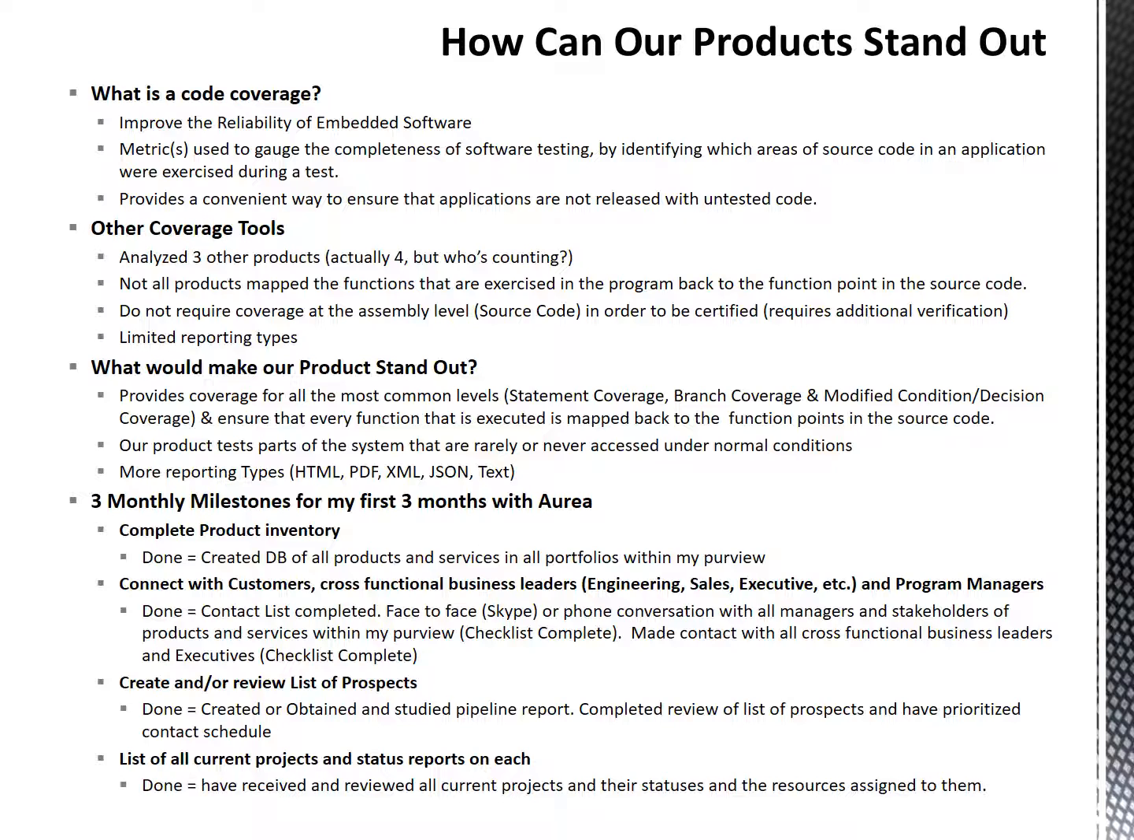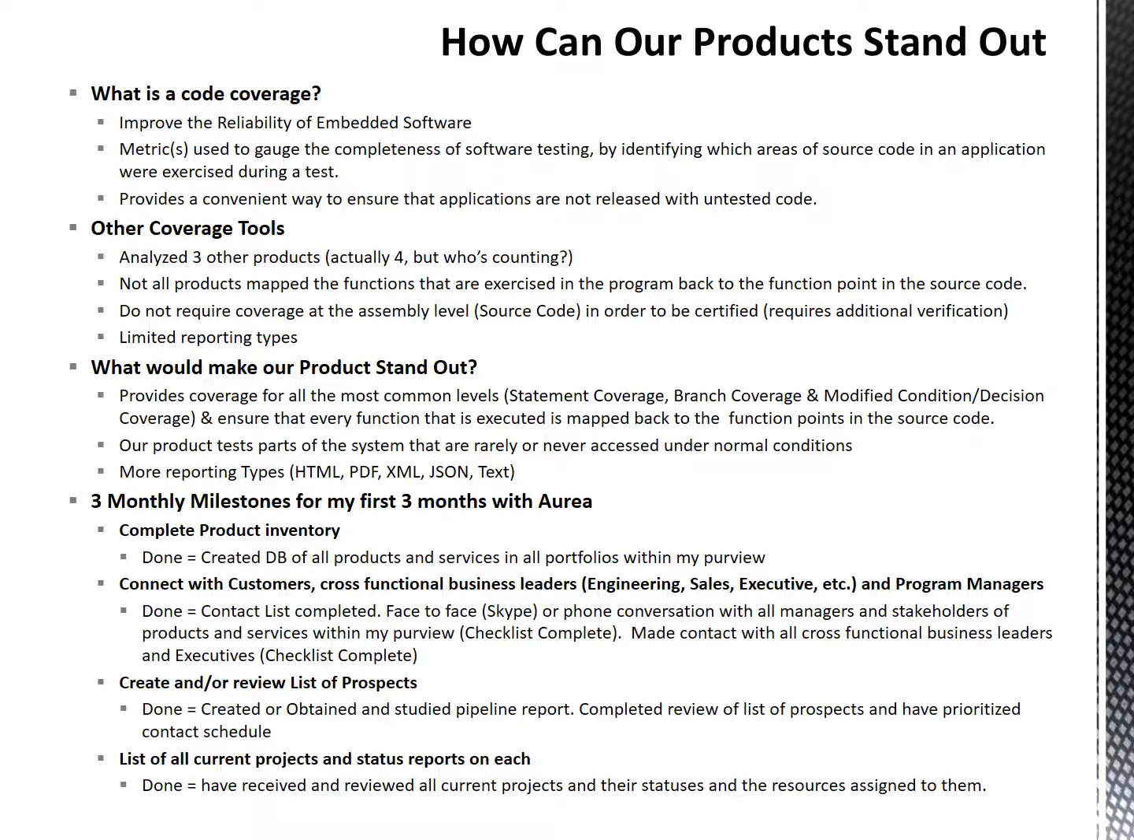So the other coverage tools. I analyzed four other tools. There were three at first, and they didn't really answer all my questions, so I pulled up a fourth one. And what I found is that not all products map the functions that were exercised in the program back to the function point in the source code. I also noticed that most of them didn't require coverage at the assembly level in order to be certified. So that required additional verification, which ran into more time and more resources. And then finally, I also found that most of the products did not have all the reporting types that I would like to see, so they were very limited.